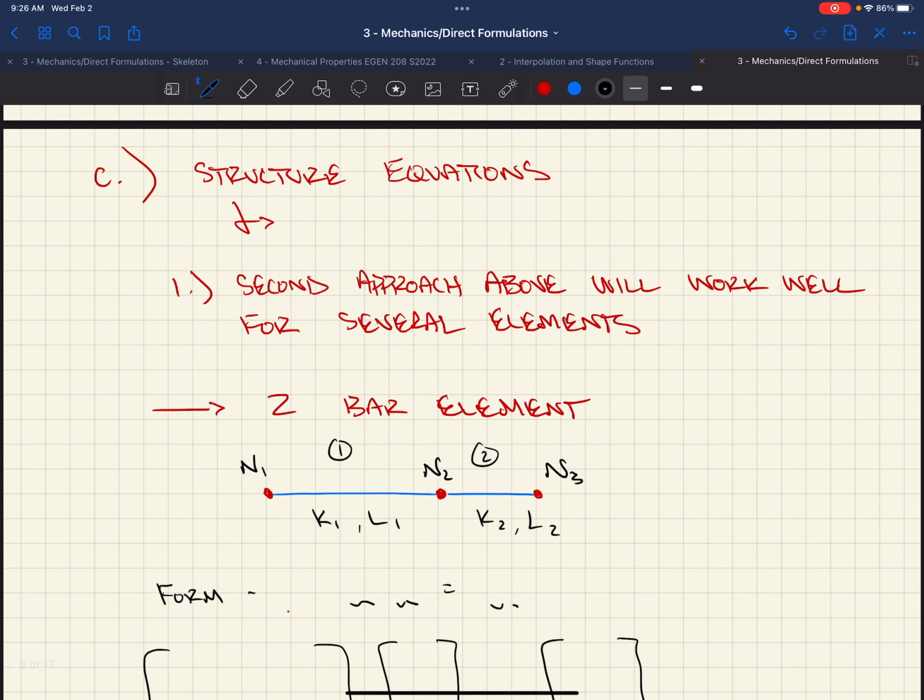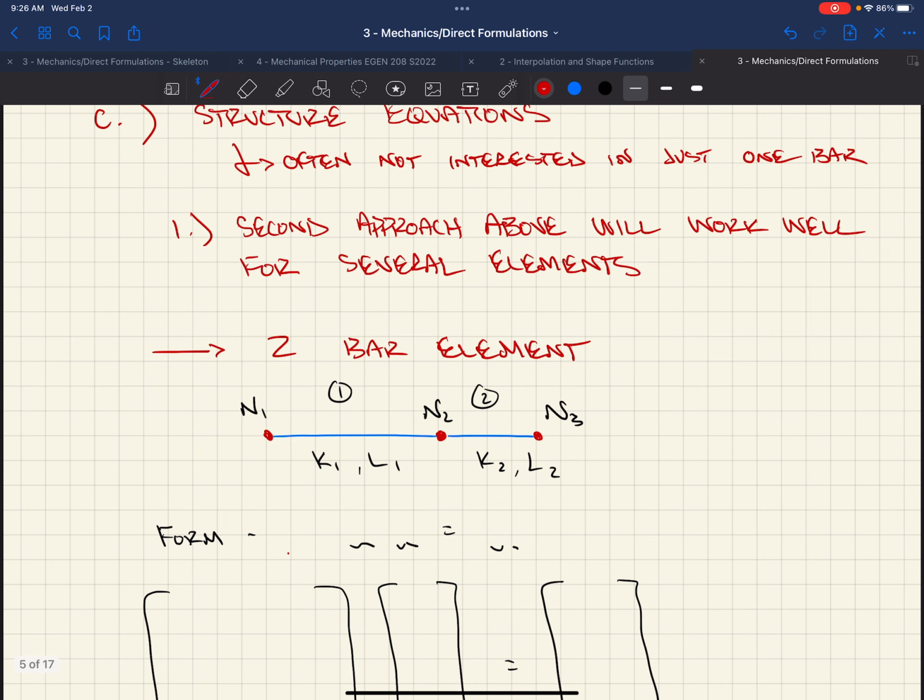Well, in the real world, we keep talking about the real world when we're sitting here in academia, we normally don't have just one bar element, or one beam element, or one plate. So often we're not interested in just one bar. We want a series of bars.